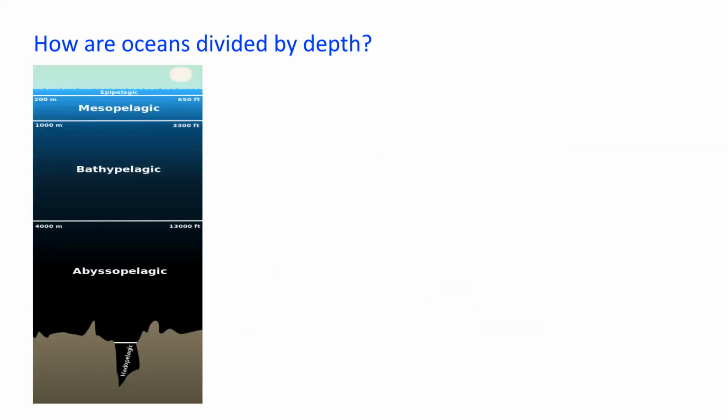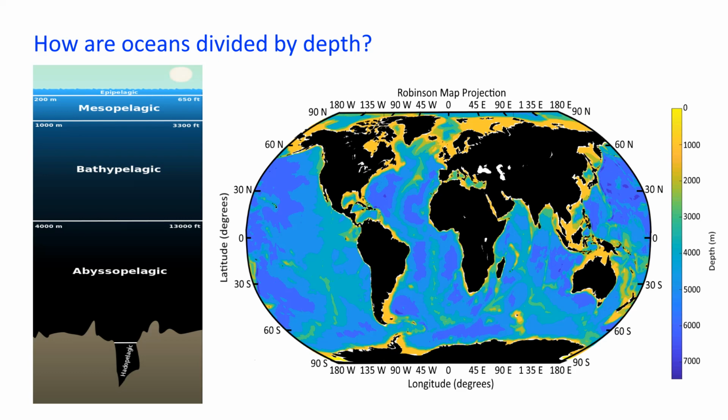They're divided into the categories that are seen on the screen. I'm going to be talking about why they occur at those seemingly random depths, as well as where the ocean actually reaches these depths around the world.